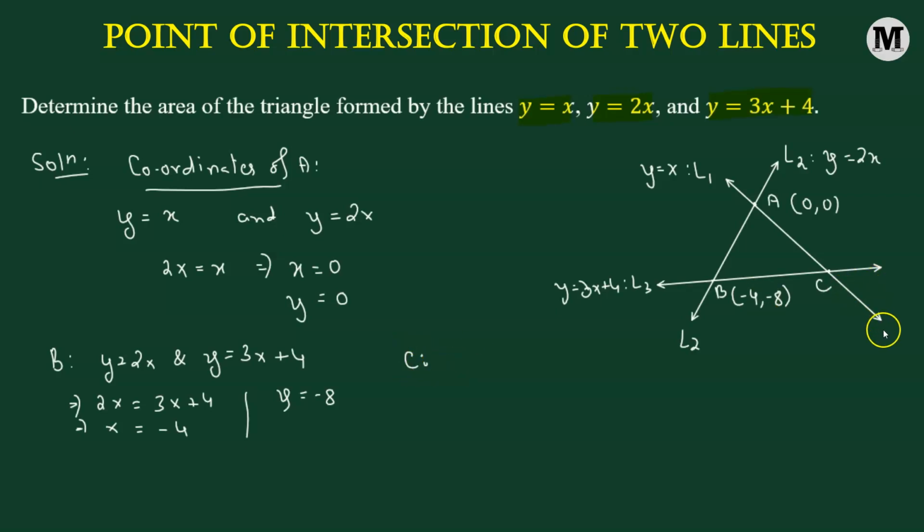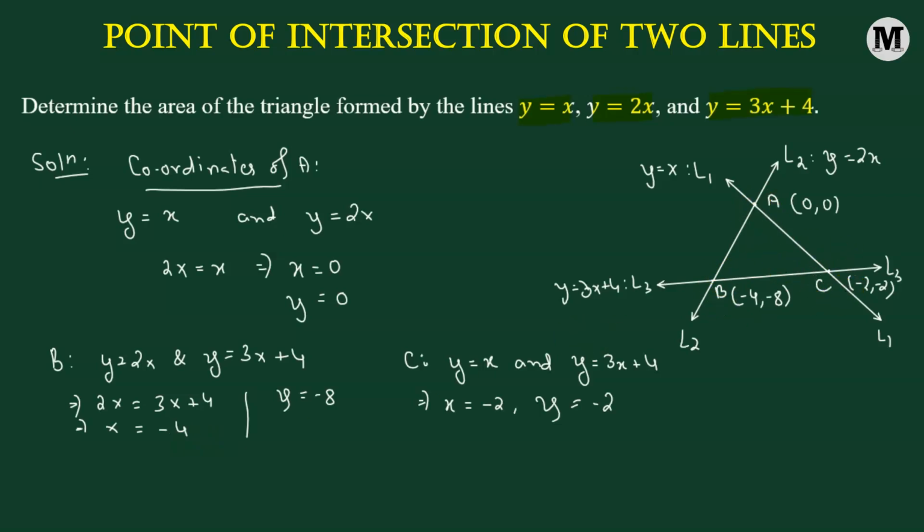To find the coordinates of point C, we need the line L1 and the line L3. Here L1 corresponds to y equals x, and L3 corresponds to y equals 3 times x plus 4. Now we're going to equate them, and that gives us x equals negative 2. So if x equals negative 2, the corresponding y value is negative 2 as well. So we have successfully obtained the coordinates of C, which came out to be negative 2, negative 2. Now we have the triangle whose vertices are known.